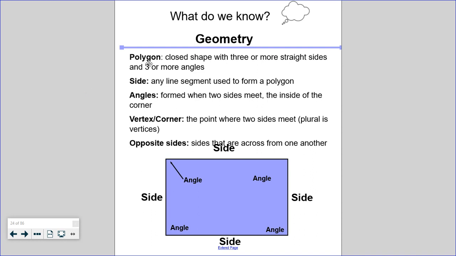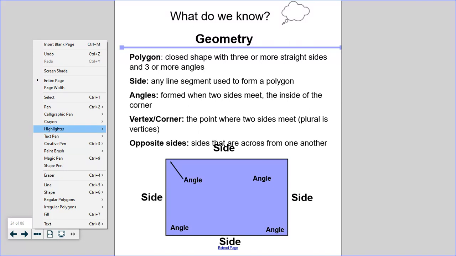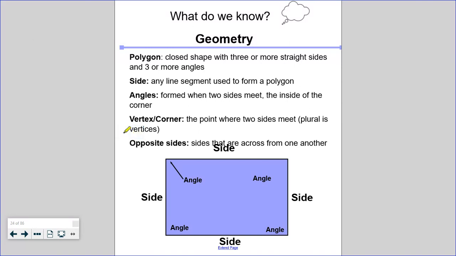Polygon, that means a closed shape with 3 or more straight sides and 3 or more angles. A side is any line segment used to form a polygon. So down here on our example, what I'm tracing here with my mouse, these are sides. The angles are formed when 2 sides meet, so they're the inside of a corner. And what I'd like to do is just highlight for you what the angles are. They are right here on the inside part of the corner, okay?